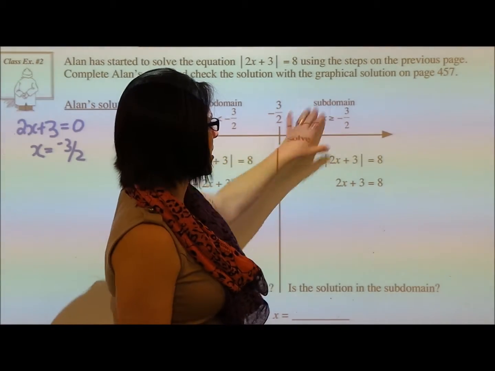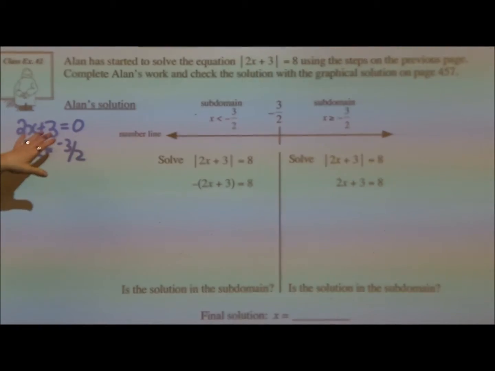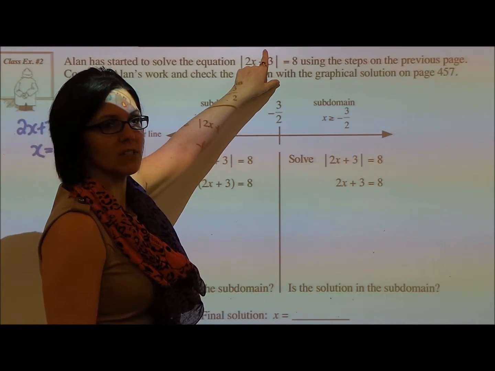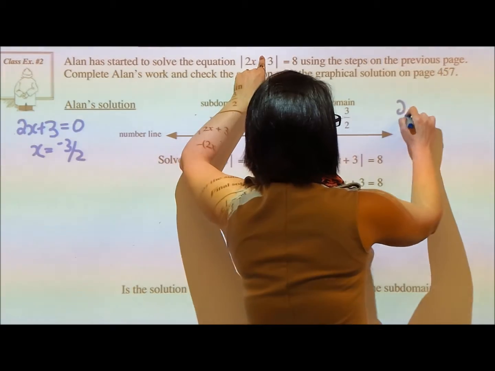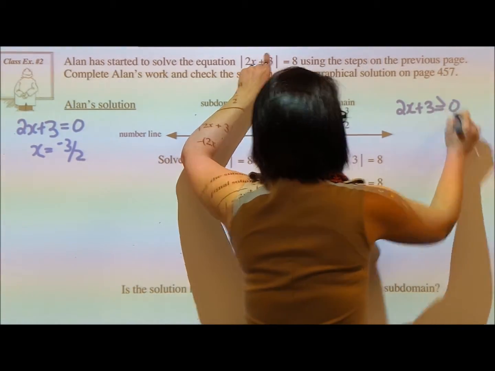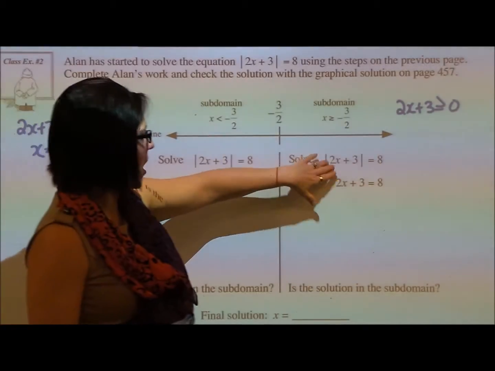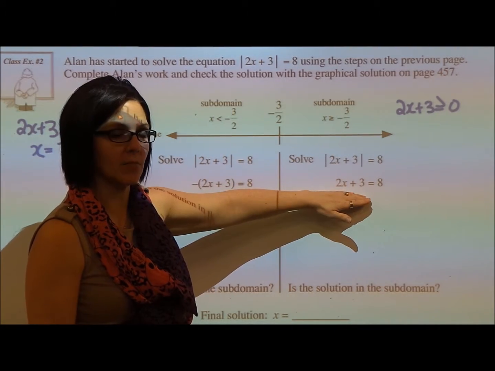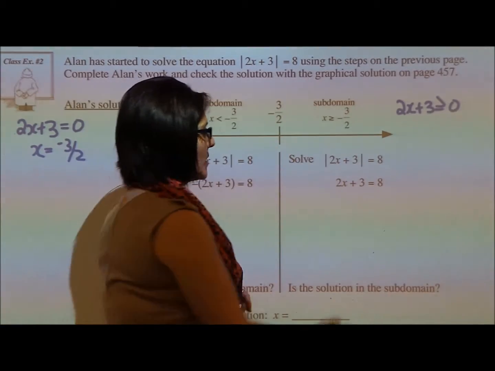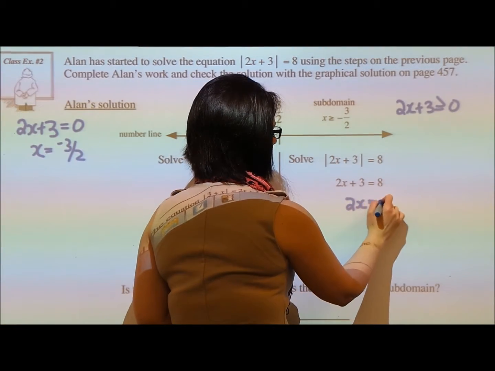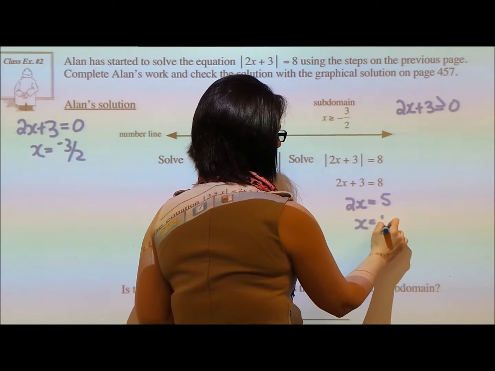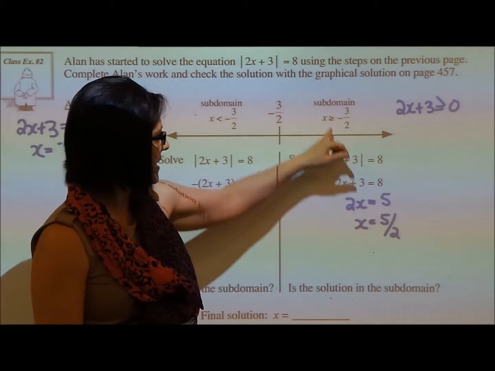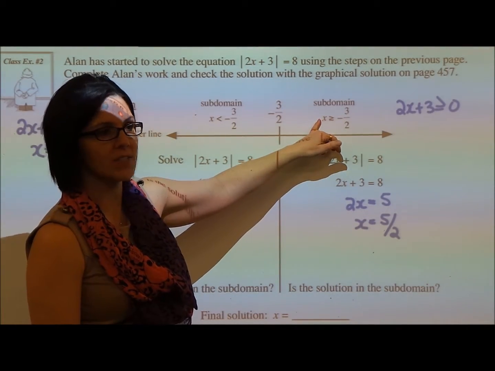The part that's greater than or equal to negative 3 halves, that's the positive end. That's the positive when this is greater than or equal to 0. So that was this equation right there. So I've got the absolute value of 2x plus 3, which I just removed the absolute value signs. I get 2x plus 3 equals 8, subtract by 3, divide by 2. And I get x equals 5 halves. Check, is 5 halves greater than negative 3 halves? Yes.